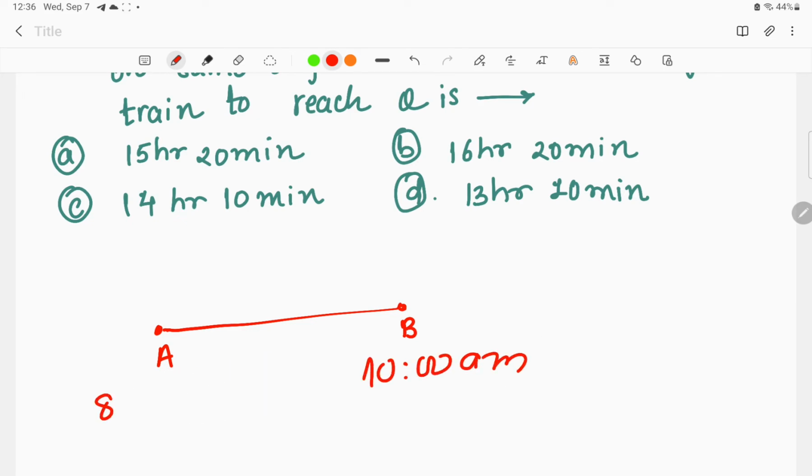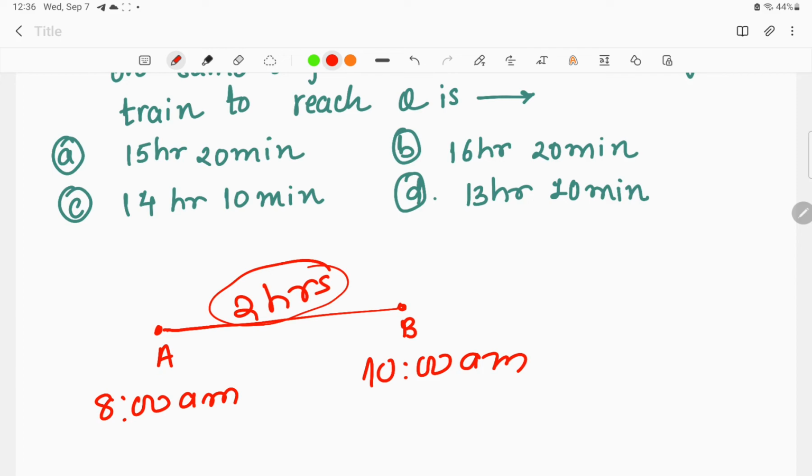She is starting at 8 a.m. and she is reaching at 10 a.m. So what is the time required? This is a very basic time calculation that we go through each day, right? So the time required for Radhika to reach from position A to position B will be 2 hours. This is a very basic thing, right?